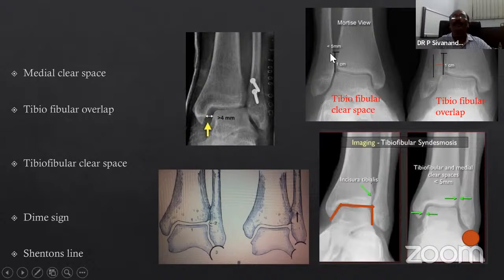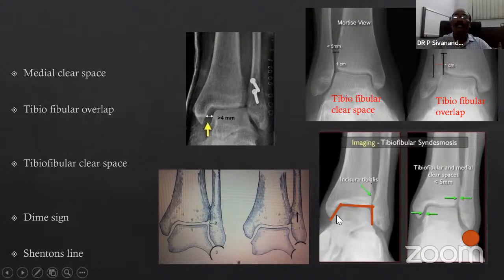You measure the medial border of the fibula to the lateral border of the incisura of the tibia. If it is more than 6 millimeters, or more than 5 millimeters, definitely it is an indicator of syndesmotic rupture. Another important thing is the tibiofibular overlap. Just above the 1 centimeter, normally there is an overlap of 10 millimeters. Anything less than 6 millimeters, definitely you will think of it as a problem with the tibiofibular overlap.